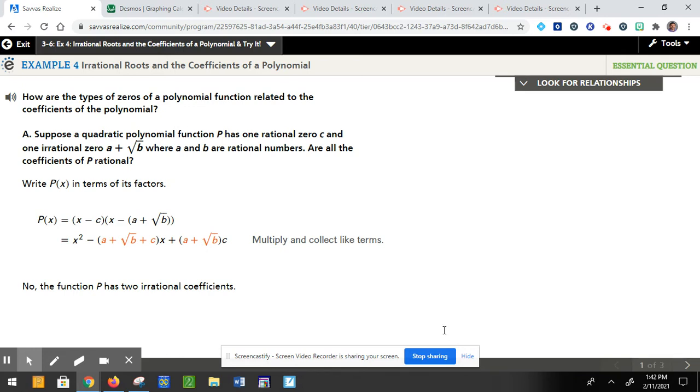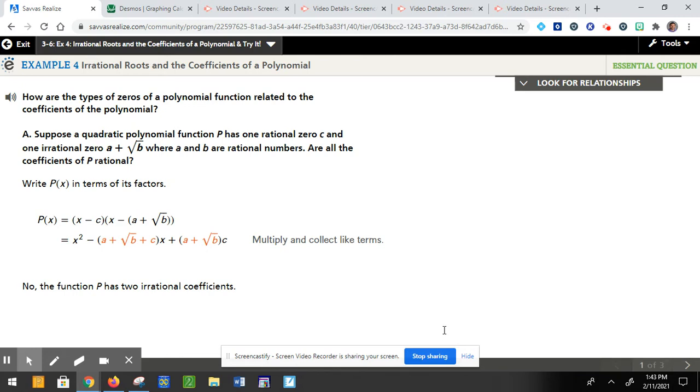So if you know a zero, c, the factor it came from is x minus c. If you know a zero, a plus root b, then x minus (a plus root b) is the factor. When I multiply them together, what you end up with is that nonsense. So no, the function p has irrational coefficients. So basically what that means is it doesn't work.